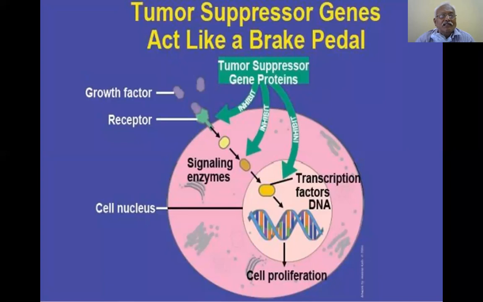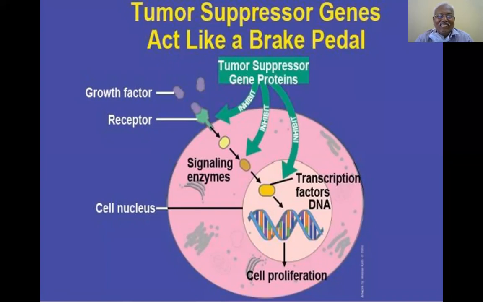So growth factors will be attached to the receptor, and there will be signaling enzymes, and they will lead to transcription factors acting on the DNA, and cell proliferation will take place. That is the normal action of growth factors through the receptors. Whereas the tumor suppressor genes will come in the middle, and they will inhibit at all stages: at the receptor binding stage, at the signaling enzyme stage, and at the transcription factors acting on DNA stage. Anywhere, a small brake, a slow brake, a fast brake, a sudden brake.